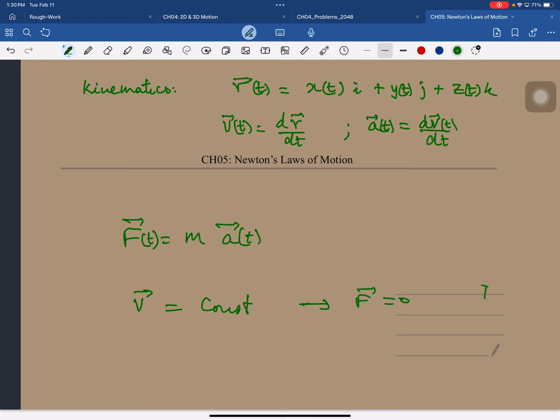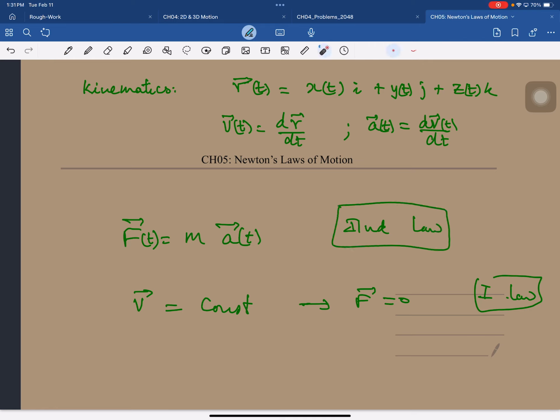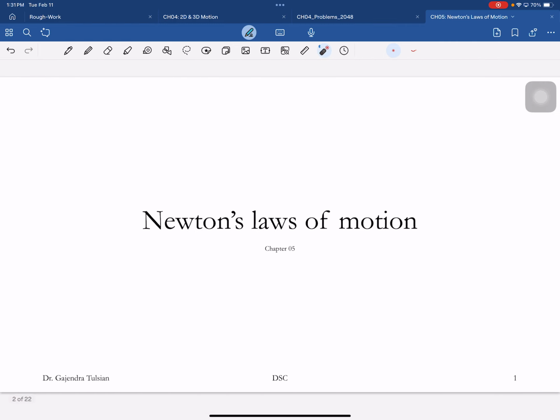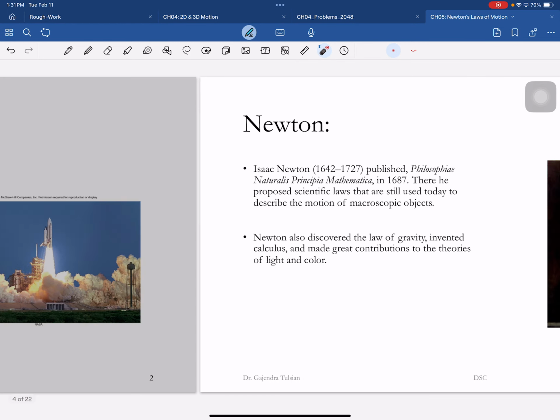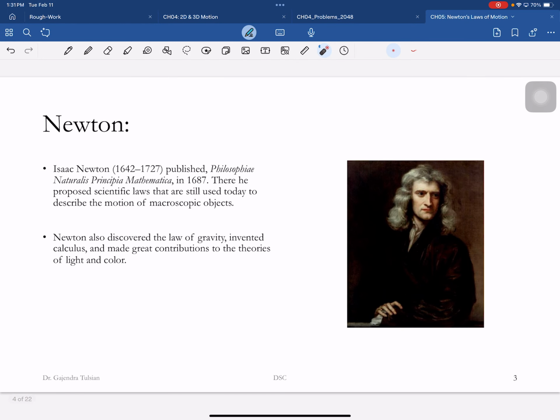And this is Newton's first law. This is Newton's second law. So the first law really is a special case of the second law. All right, you guys understand? So let's look at Newton's laws.